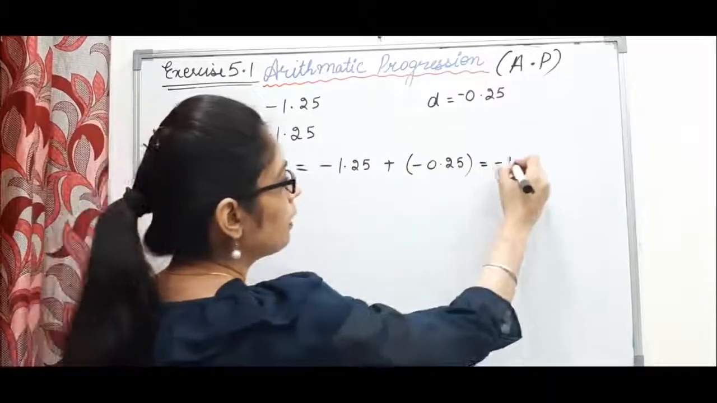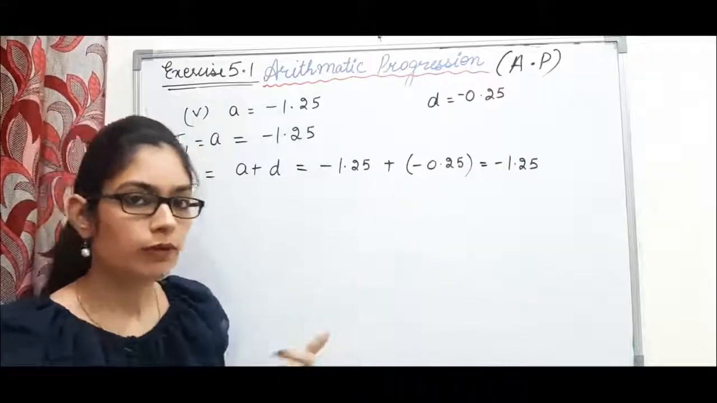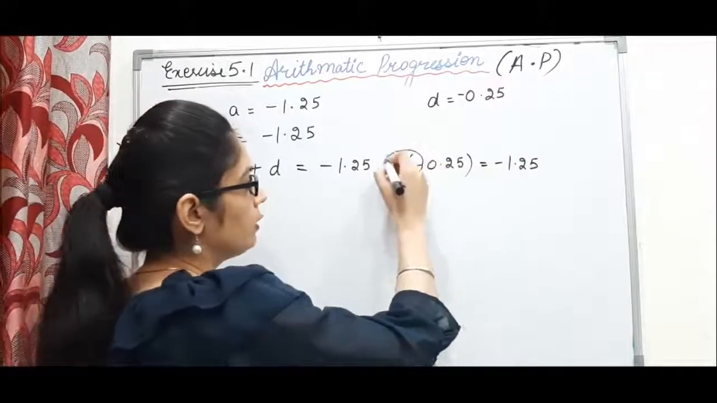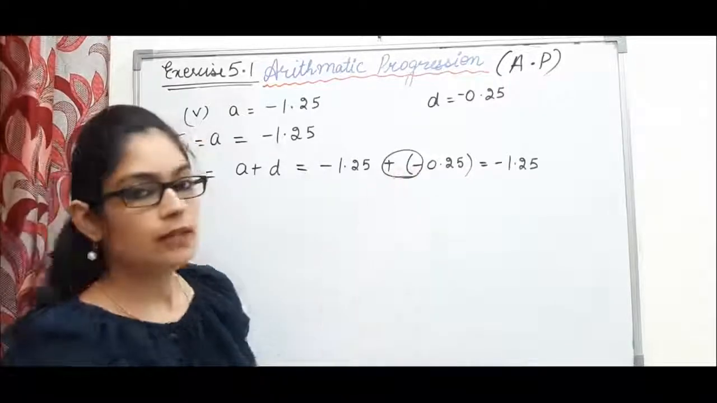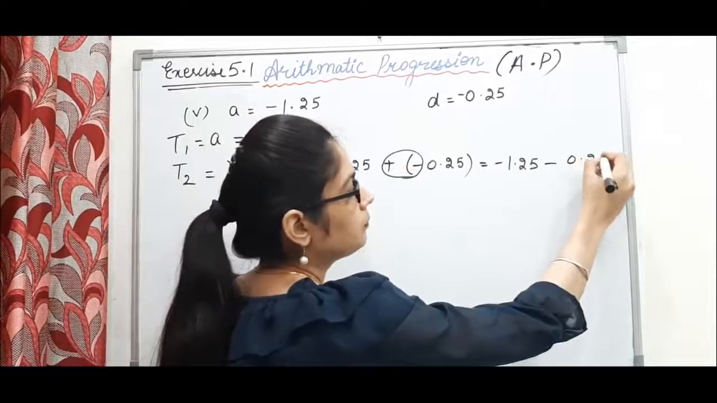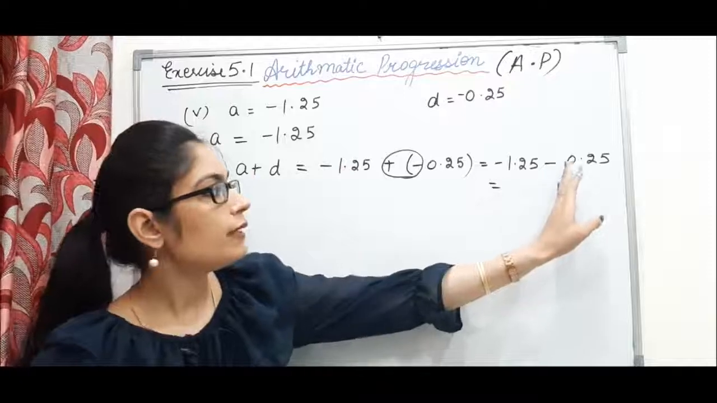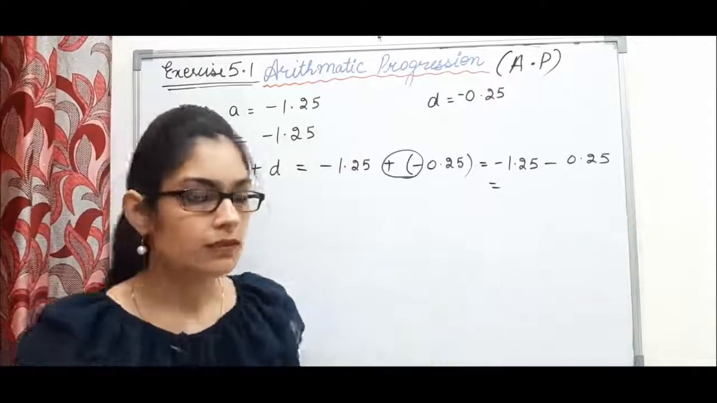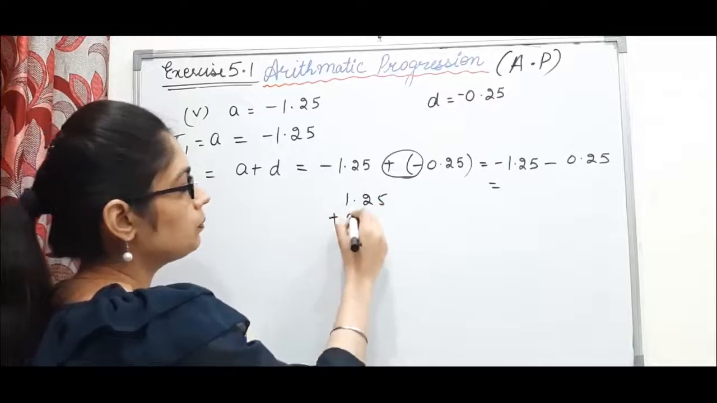So, minus 1.25, here two signs are together. Whenever two signs are written together, we have to make those two signs one single sign. Plus minus is minus 0.25. Minus 1.25 minus 0.25. Minus minus is plus. So, let us add these two, 1.25 plus 0.25.